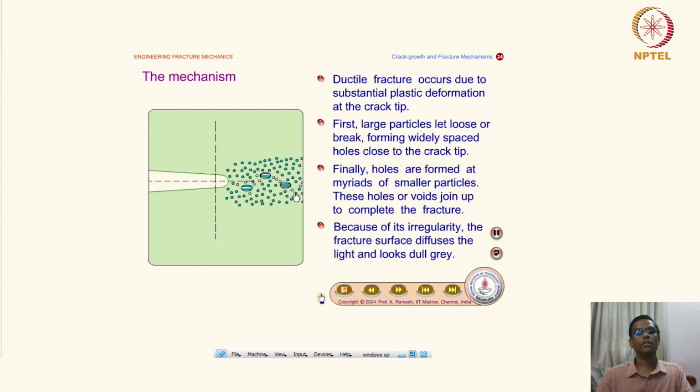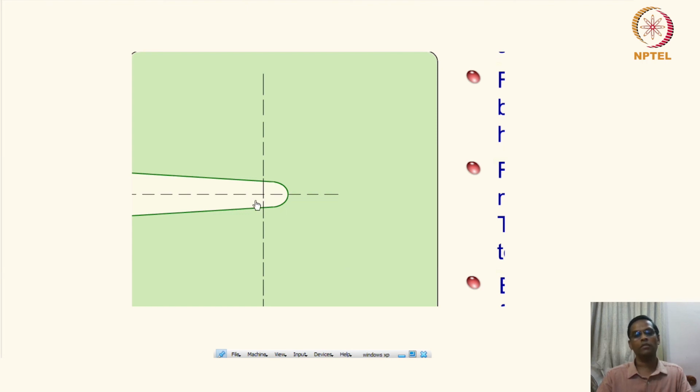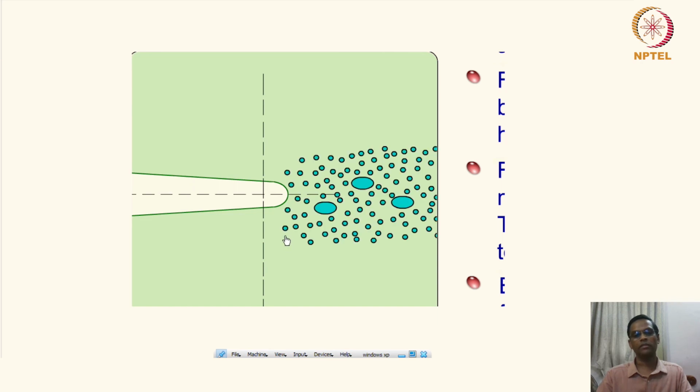You can see that small voids form and the crack grows. Because of its irregularity, the fracture surface diffuses the light and looks very dull. So I can just zoom in to appreciate what we are discussing. Now you see that this particle crumbles, then it creates a void, and then some small particles go out. That also creates a void, and then it all joins up and becomes a crack. So you can see that very clearly in this animation, right? So this is very important.